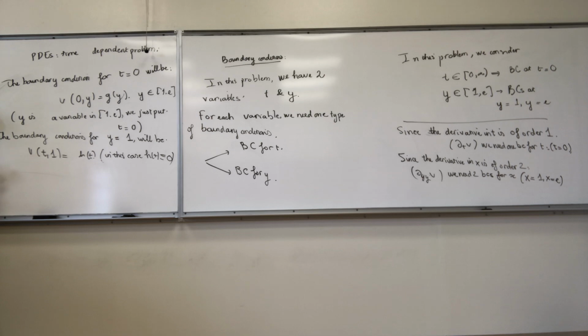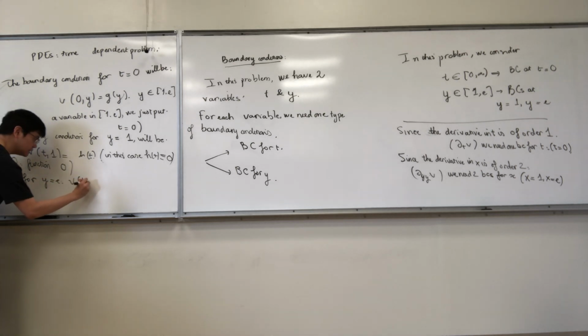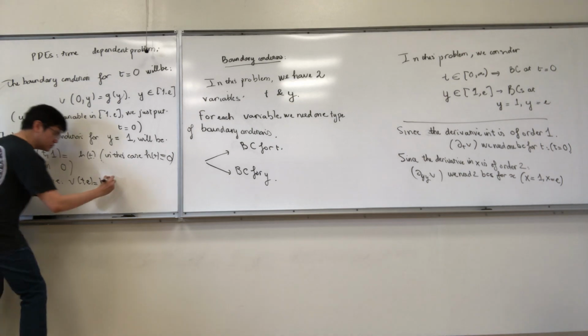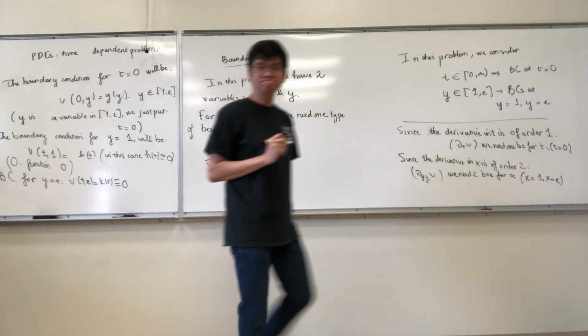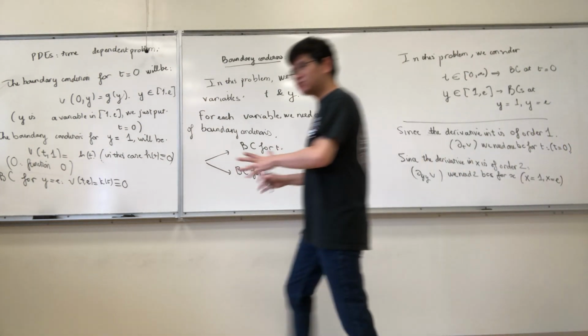Similarly, when you set y to be 1, you're going to have a function of t. But in our case, this is 0. This is the function 0, not the number 0. 0 is the function which is 0 everywhere. Similarly, the boundary condition for y to be e will be v of t, e is k of t, which is also the function 0. Now, after you understand the boundary conditions, let us try to solve this equation.